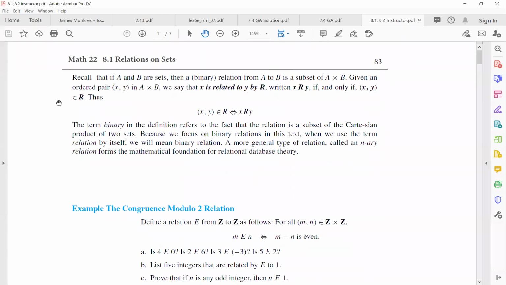First of all, recall that if A and B are two sets, then a binary relation from A to B is a subset of the Cartesian product of A and B. Given an ordered pair, a point like (x, y) in the Cartesian product, we say that x is related to y by R, and we write it as x R y, if and only if (x, y) is a point in that relation.